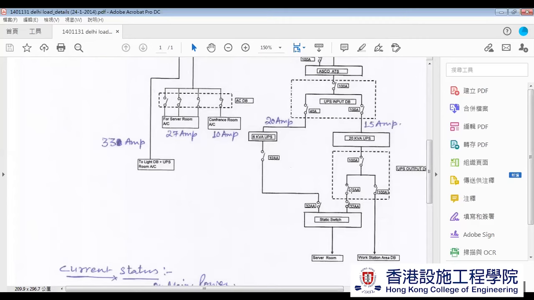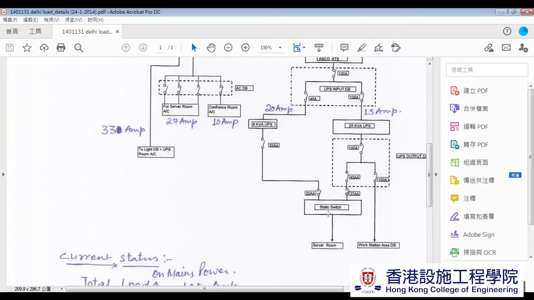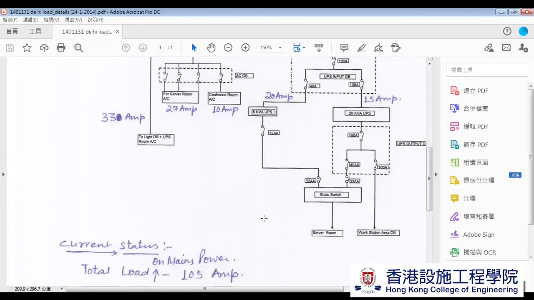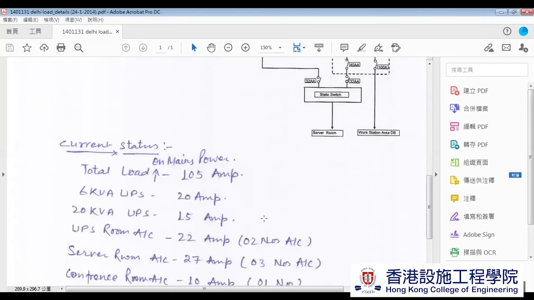The other one goes to here, which supplies this static switch. Right, and then there's another supply from here which provides to this static switch to go to the server room. So the server racks are using this power supply. They both provide 32 amps here. So there's still supply in case one goes down, you still have the other one coming in through the two different UPS. Okay, so it's a very important diagram that you know.